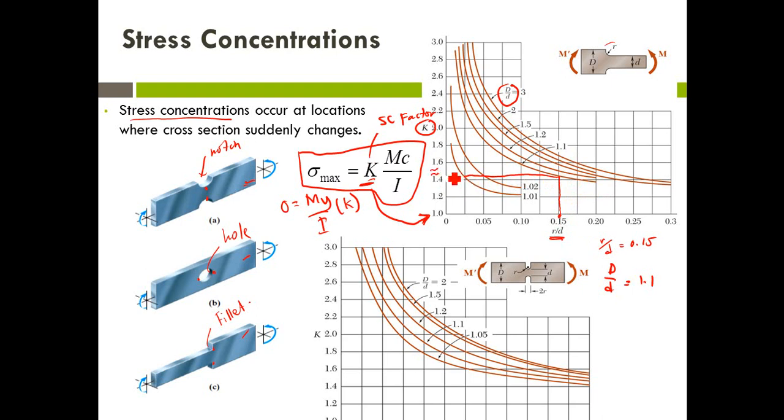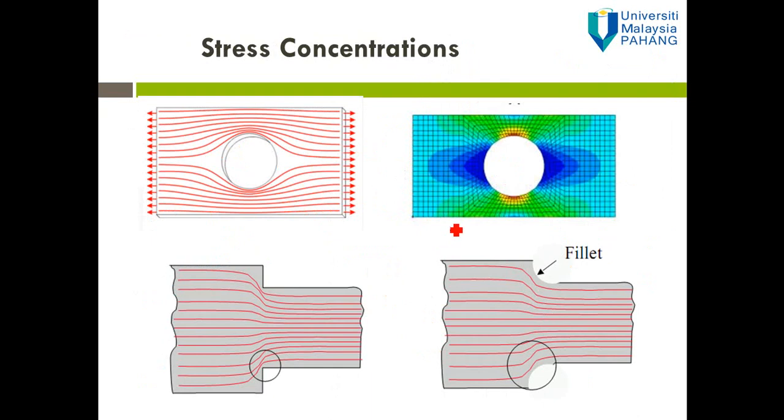Maybe K is 1.42, something like that. And if you have another shape, for example a beam with a notch, you can apply this figure in order to determine the K. All right, so this is the illustration of stress concentration.